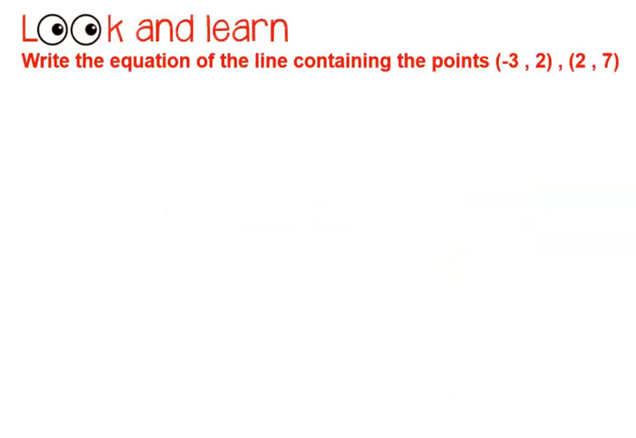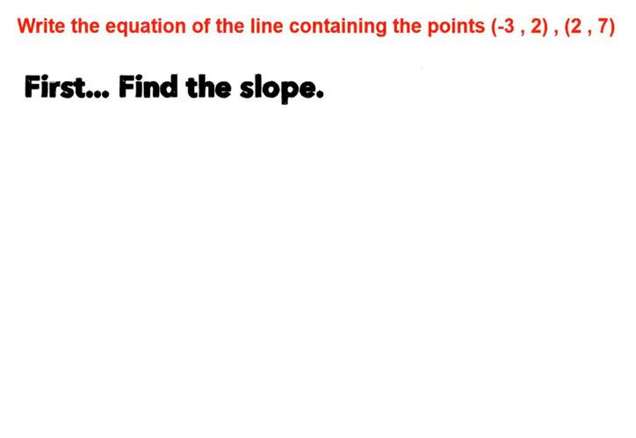Let's take a look at this question here. Write the equation of the line containing the points -3, 2 and 2, 7. The first thing we need to do is find the slope. So let's put that x1, y1, x2, y2 into our slope formula. Some of you may benefit from labeling each ordered pair to help you put the values in the right places.